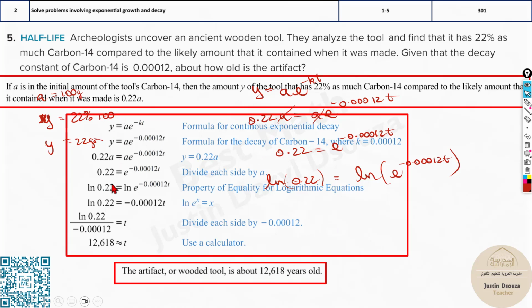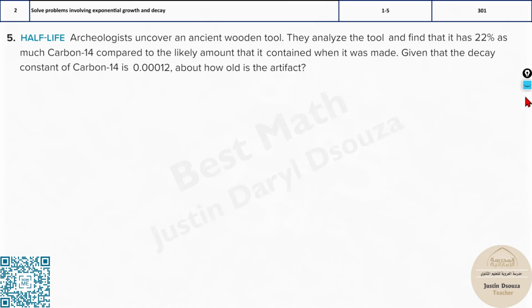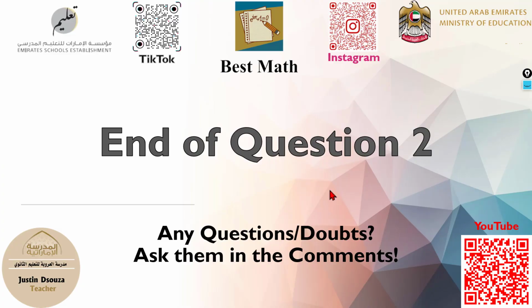You do not need to do all the entire steps. Whatever I've shown over here, that is more than enough. And then directly write T equals 12,000 and so on, right? That is enough. So that's it. And if you want, you can even write the same thing, last part of the question: the wooden tool is about, the answer, whatever you get, so many years old. So that is the end of question 2. Please make sure you remember the formulas, write the given, substitute, and then do a couple of steps, and then finally put it in the calculator and then solve for the answer.